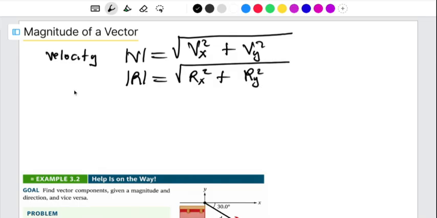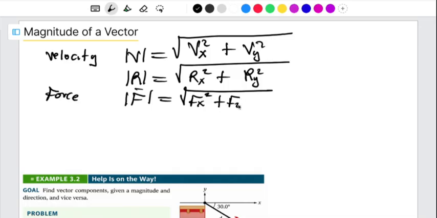So when you're dealing with forces, you're going to replace it with force, which is F. This is going to be equal to the root of the resultant x component of the force squared, plus the y component of the force squared. This is the summation. So if you're dealing with different or many forces, you have to add the x components of those vectors. What I mean here is this.